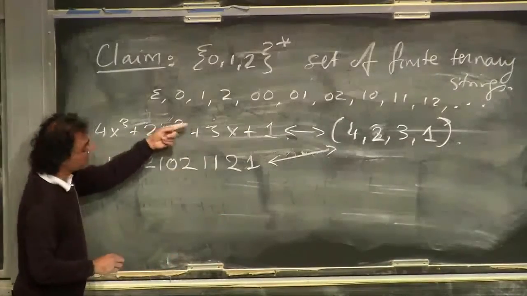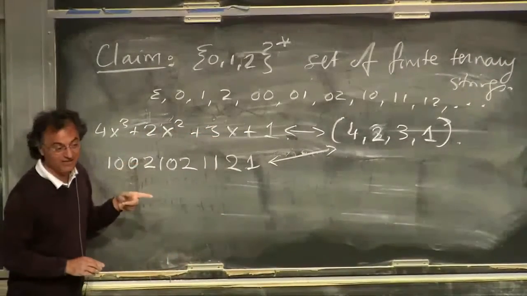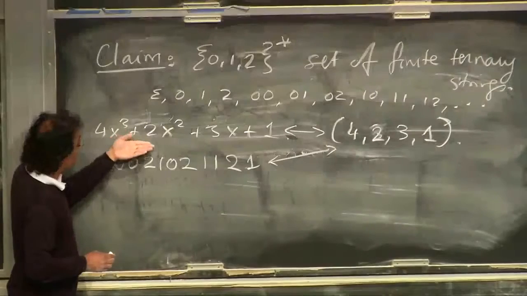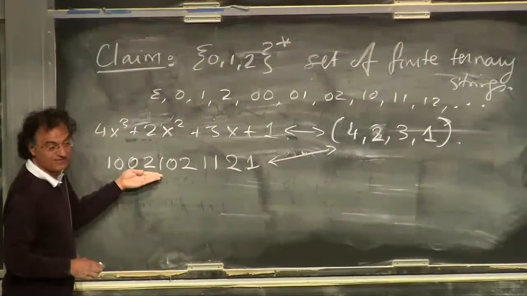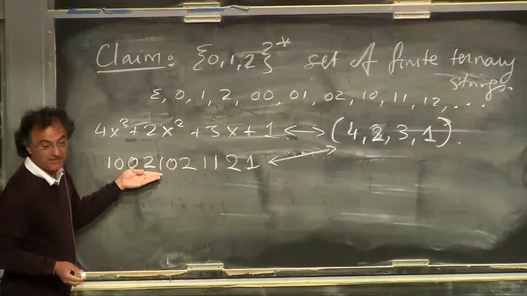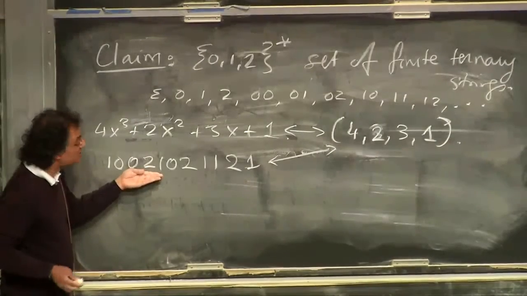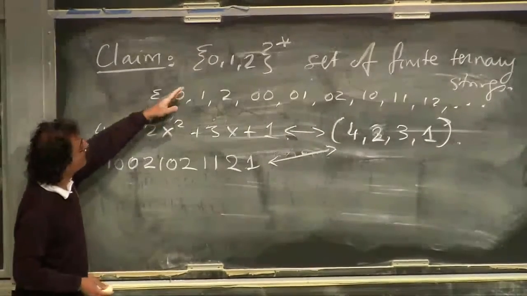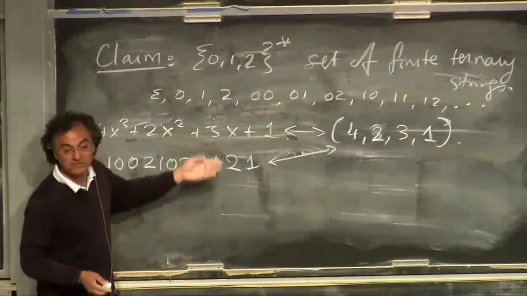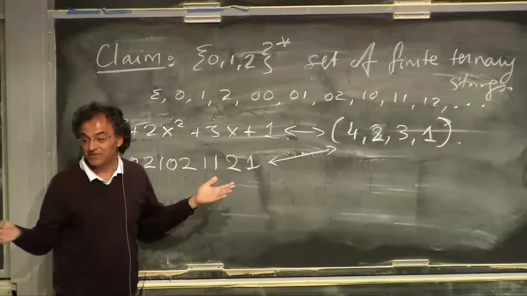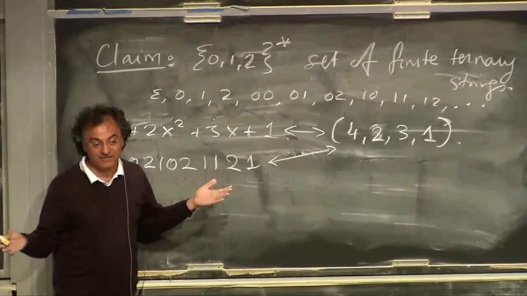And therefore these three are the same object. If we want to count these, we may as well count these. It's the same thing. If this is countable, then this is countable because they are exactly the same number of both.